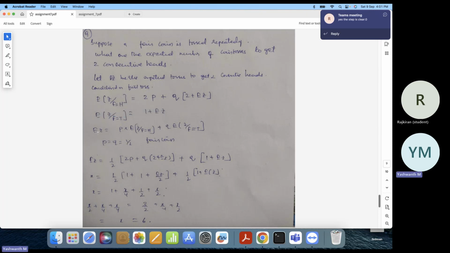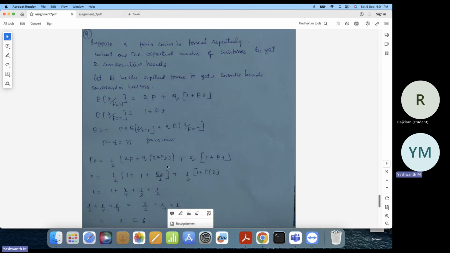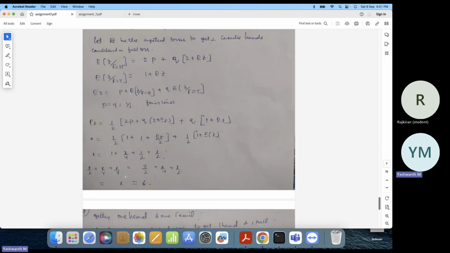That's it. So now we expand the conditional expectation. P, the probability of getting head, times E of Z given first toss is head, plus Q times E of Z given first toss is tail. P is equal to Q is equal to half for a fair coin. So just substitute that here, and substitute this using this one. Simplify it, you end up getting 6.